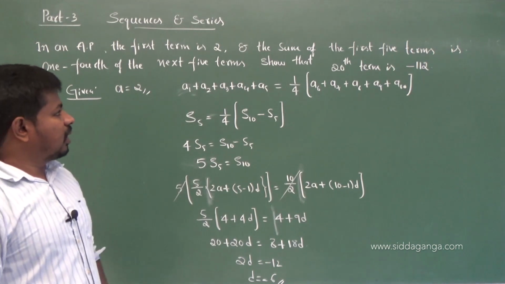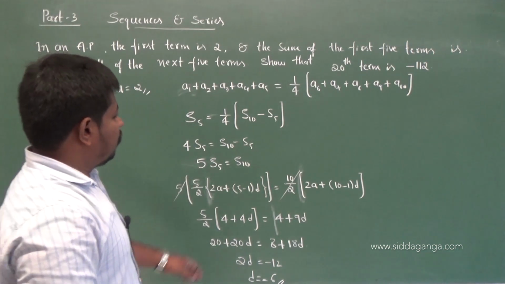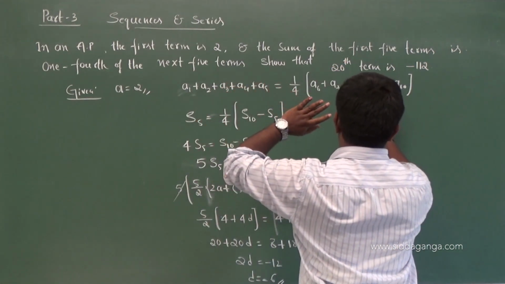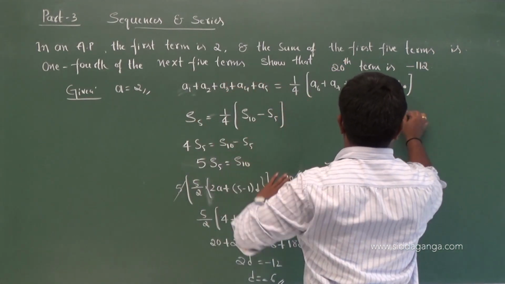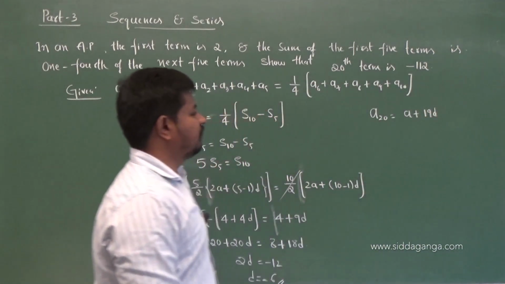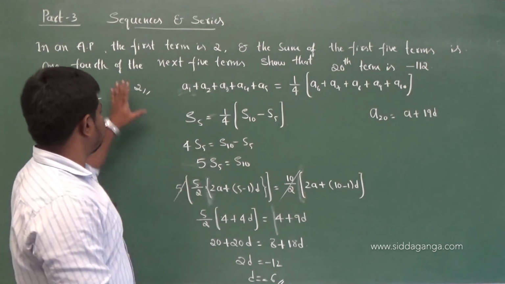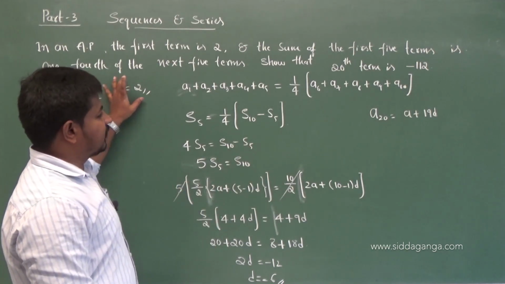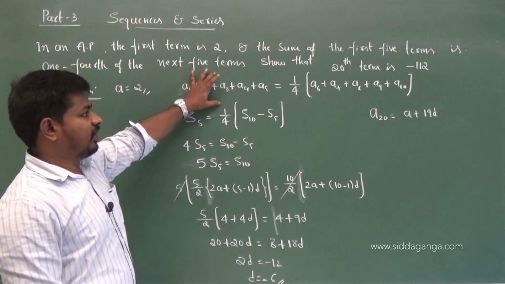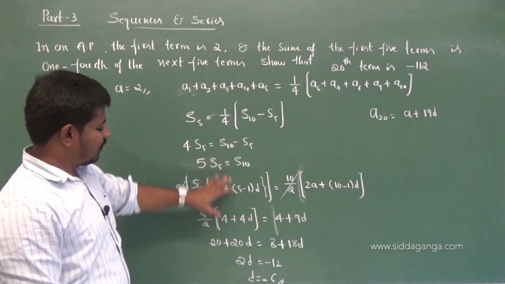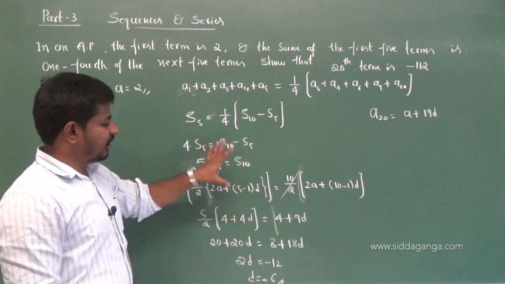Okay. So now see, we have to show that the 20th term is minus 112. So the 20th term, A20 is equal to a plus 19d, right. For that we need a and d. So a we have, it has been given. To find d, this is the data we have been given: sum of first 5 terms is equal to 1/4 of the next 5 terms. Using that I have found d. This is for finding d, right.